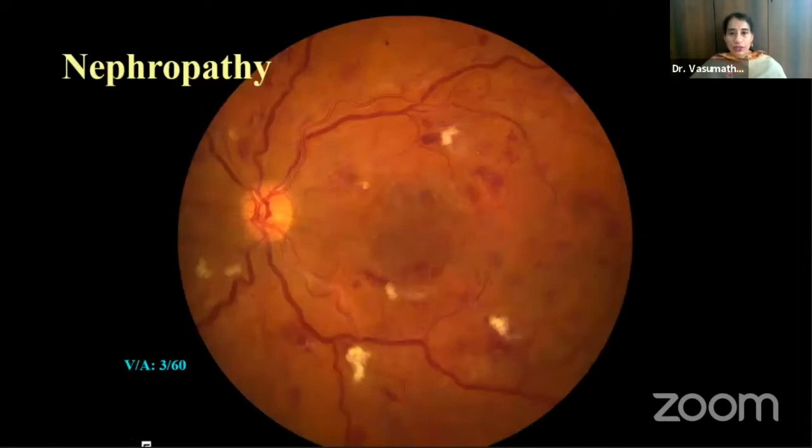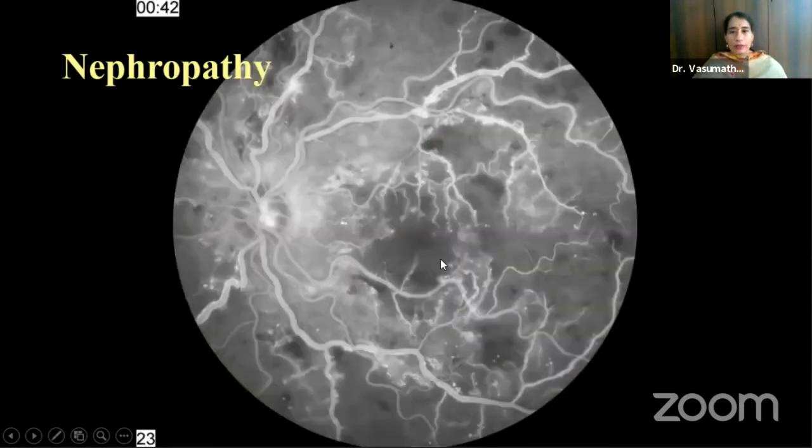And this is one such condition, another condition where fluorescein angiography is helpful. This is a patient with diabetic nephropathy, and you see vision is only 3/60, and you have a waxy pallor of the macula, and we really don't know what's going on. Probably the vessels look a little occluded, many cottonwool spots. When you do the angiogram, the macular ischemia is totally evident.